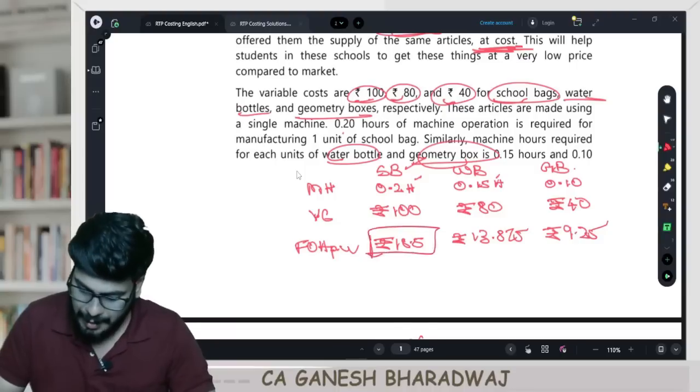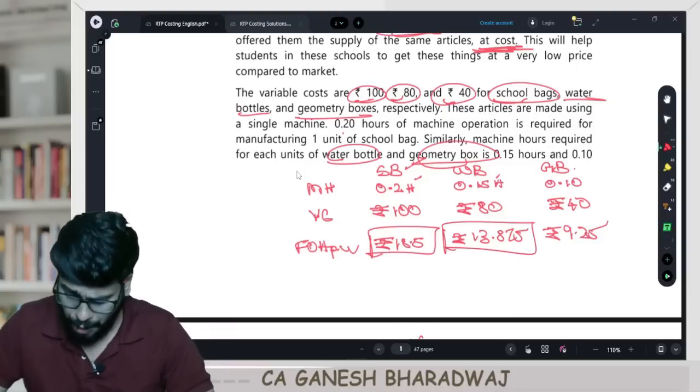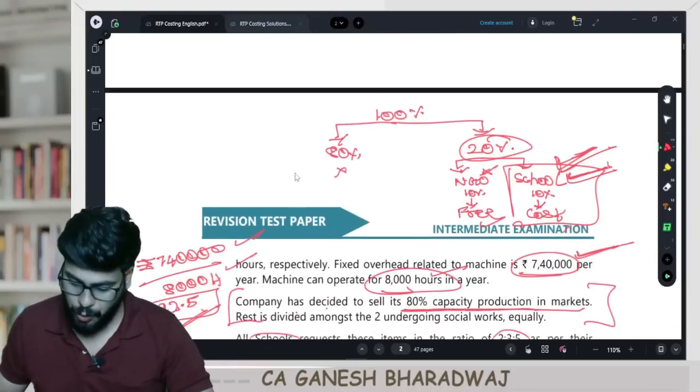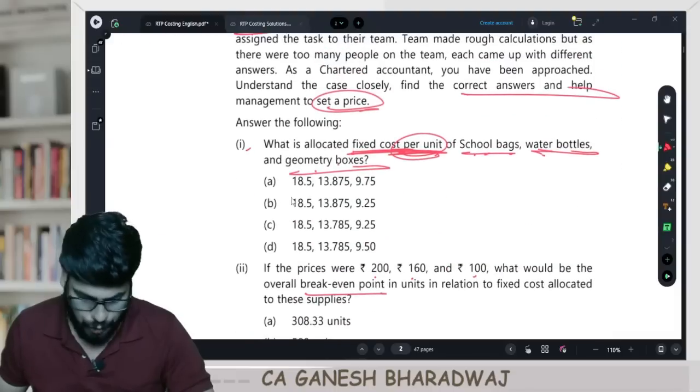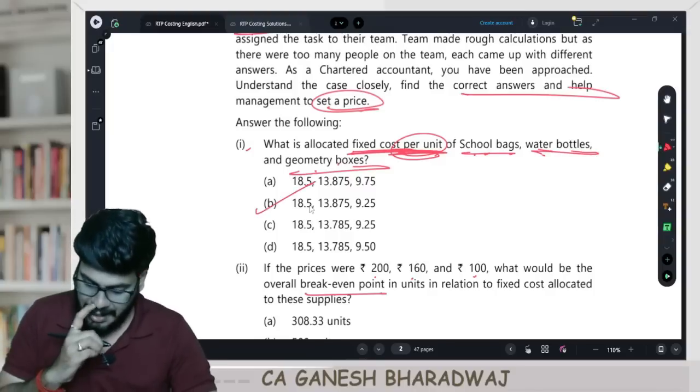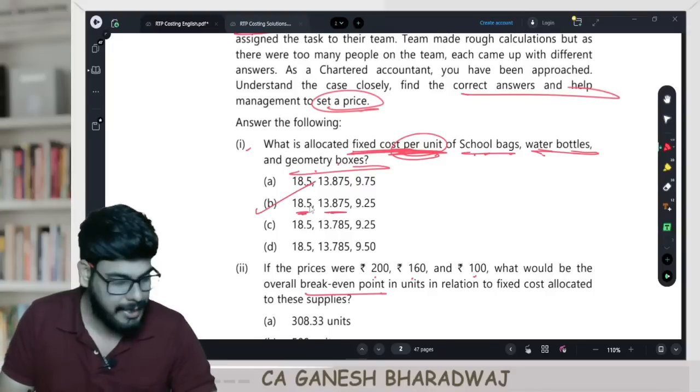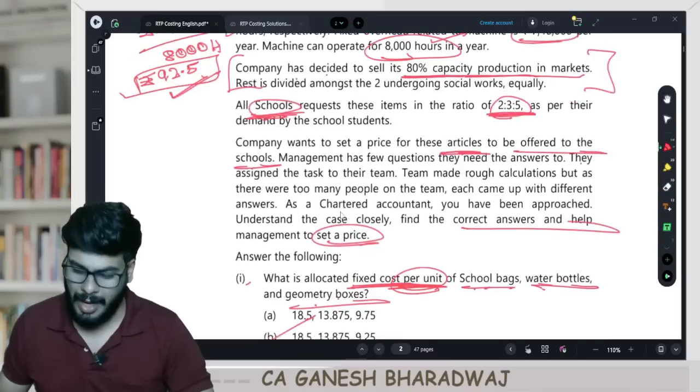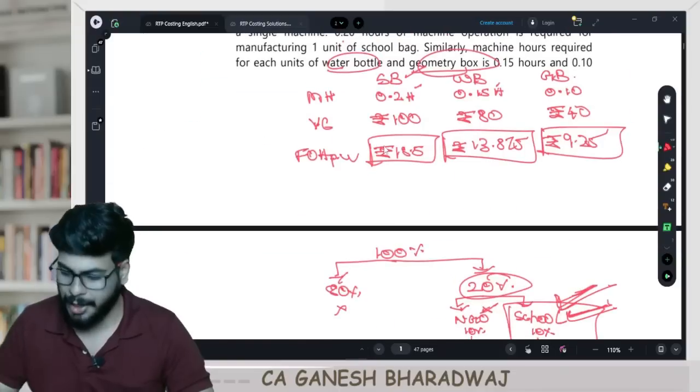So it's going to be 18.5, 13.875 and 9.25. And if you look at the options, which one gives the right option? It's going to be, I think, option number B, 18.5, 13.875 and 9.25. As simple as that. 2 marks in your pocket. Are you clear with this?